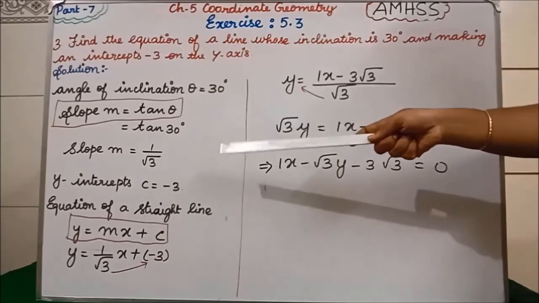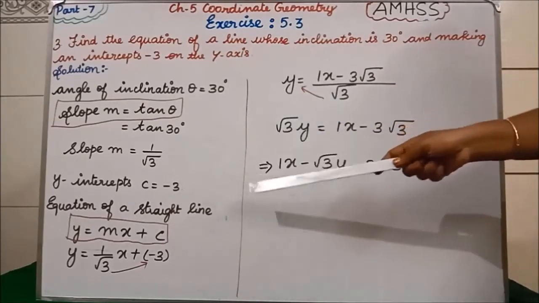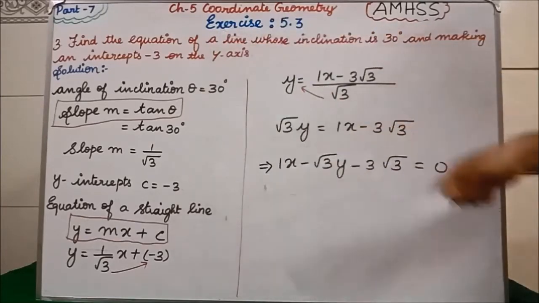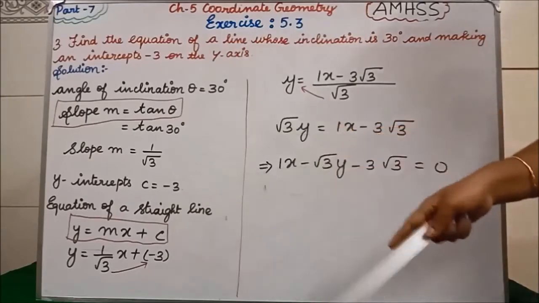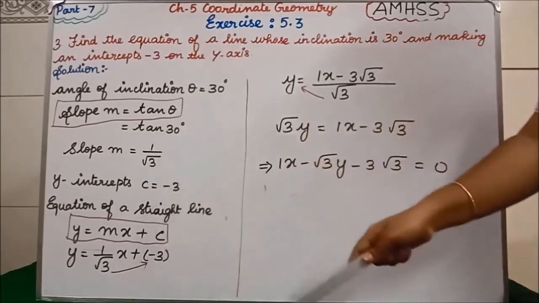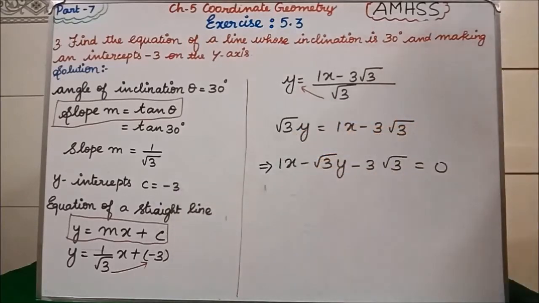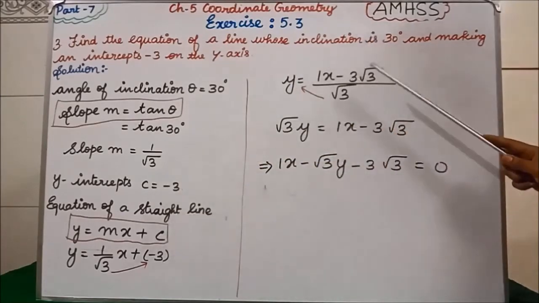So y-intercept means c is equal to -3. So the equation of a straight line is what they were asking, isn't it? So y equals mx plus c is the equation of a straight line. So y is equal to, the m value is 1 by root 3 x, and the c value is what? -3. Clear?